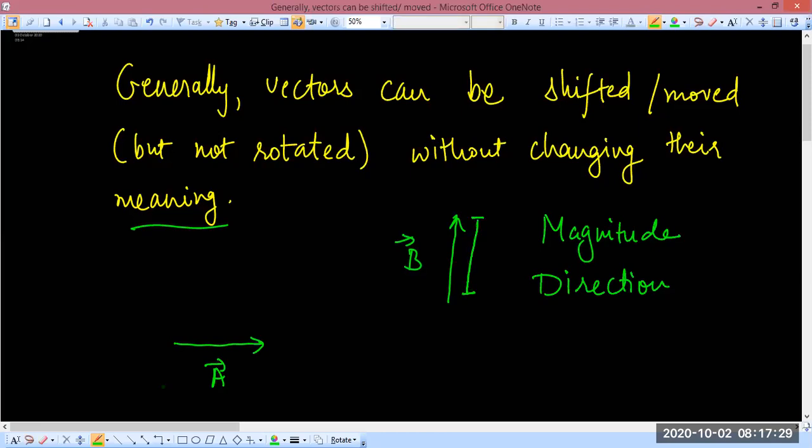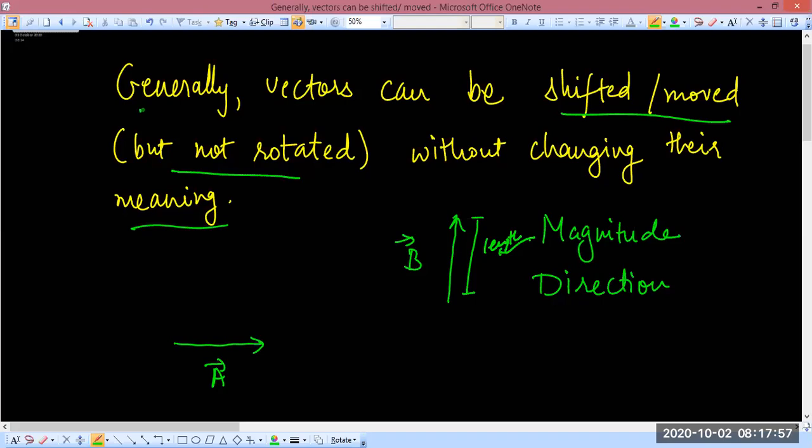If you take a pen and put it aside like this, does the length change? Of course not. So magnitude is this length, and that obviously will not change. So as long as you shift a vector, as long as you move or shift but not rotate, there is no change in the meaning. It's all okay, no problem.